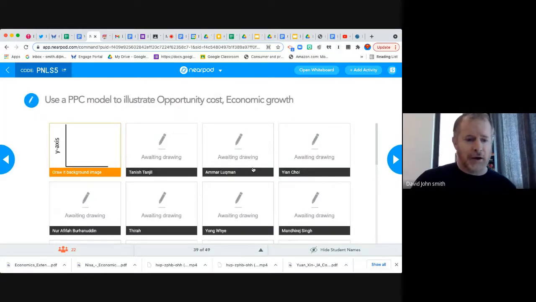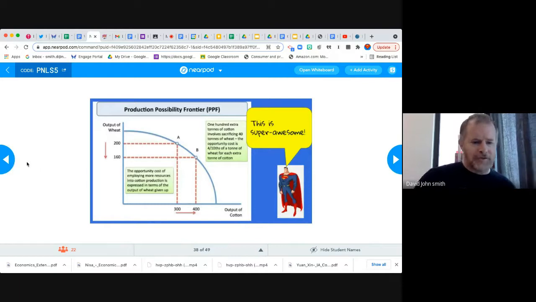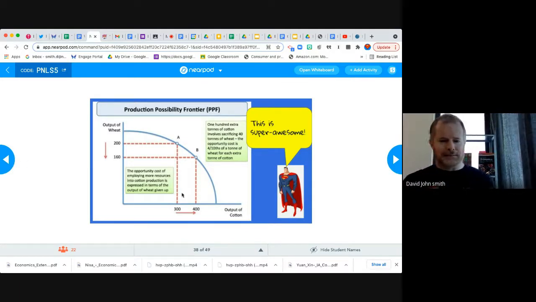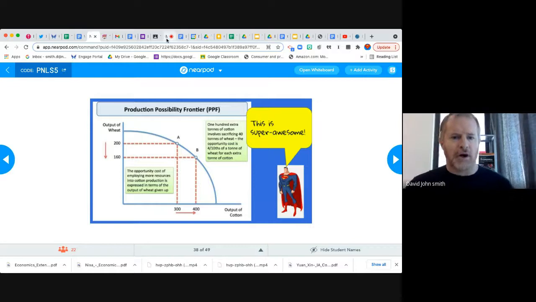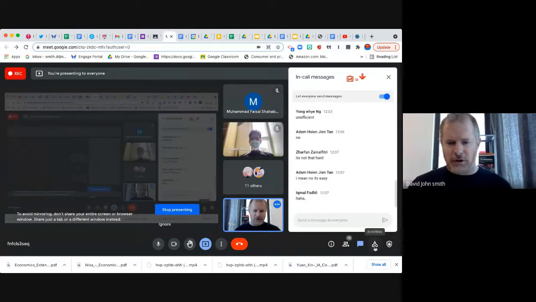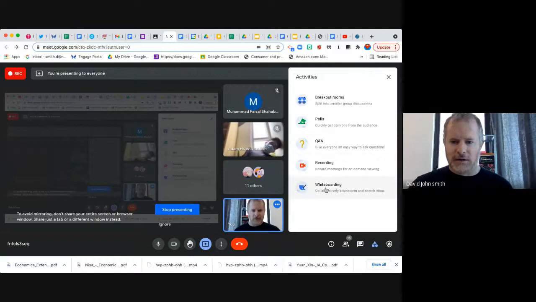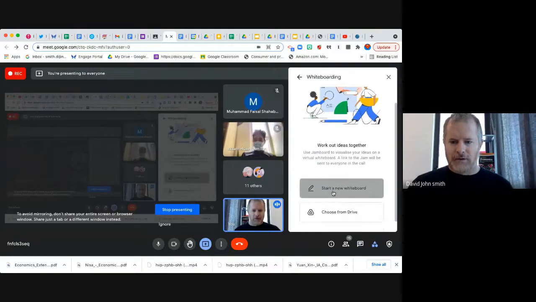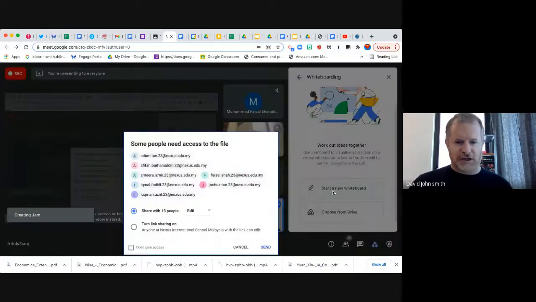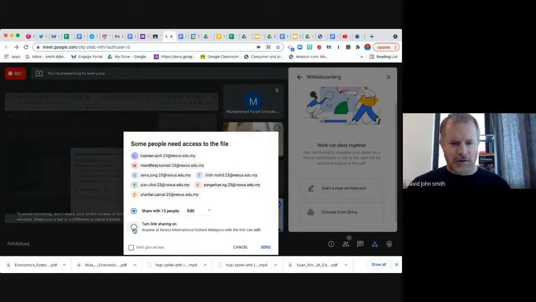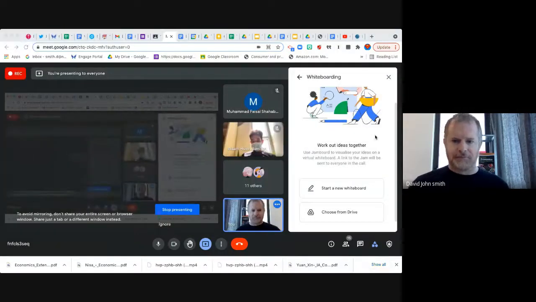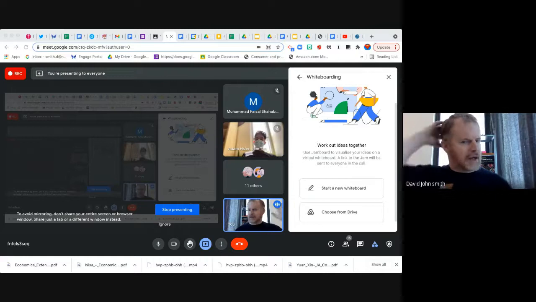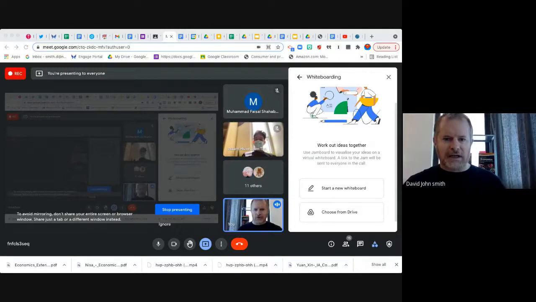But before we do that, let's go back one. In fact, let's just stay here. I'm going to open up a Jamboard and show you my vast artistic skills. Here it is. Creating jam. Let's have a jam. All right, I'm going to share this with you. Send it now. So you should hopefully see in front of you a Jamboard. Yes, our fan has joined. Good, there's a few of you joining now.